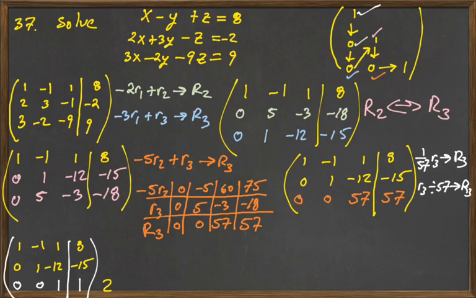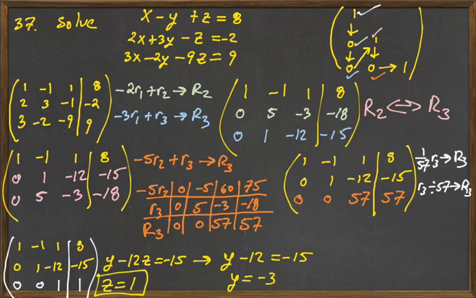The bottom row says z equals 1. And then the next row says y minus 12z is equal to negative 15. We'll go ahead and back substitute. So y minus 12 times 1, that'll just be y minus 12 is equal to negative 15. And if we add 12 to both sides, that gives us y is equal to negative 3.